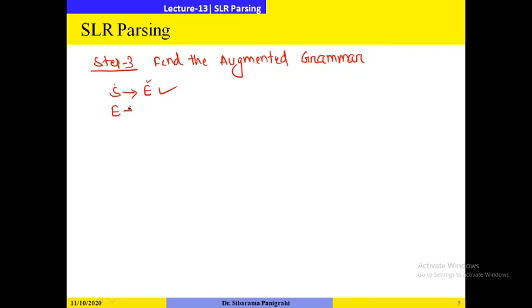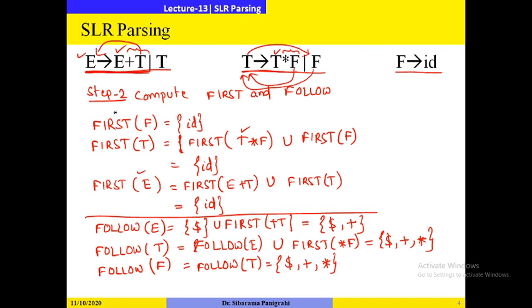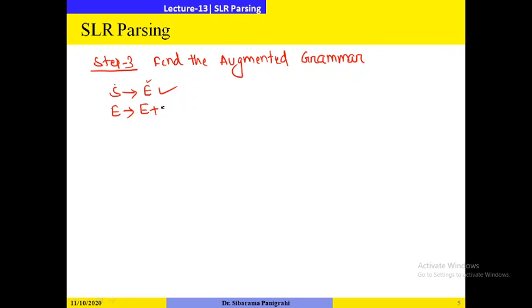Then we have E gives to E plus T, E gives to T, T gives to T star F, T gives to F, F gives to id. So you see this many productions are there in our original grammar. In the augmented grammar, you have to add an extra production. There we will use a new variable S, which will become the new start symbol for this grammar. So this is step number 3. I hope it is dead easy, and all of you have understood how to find the augmented grammar.